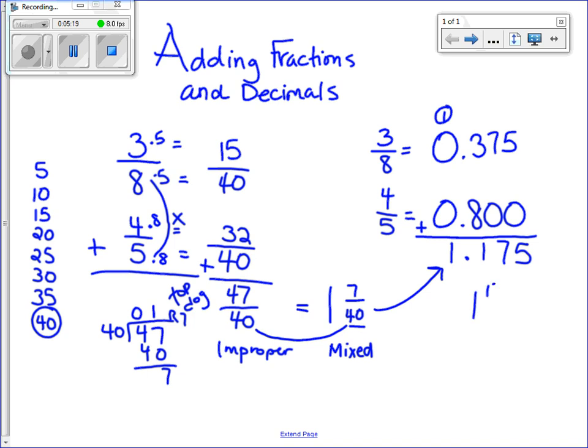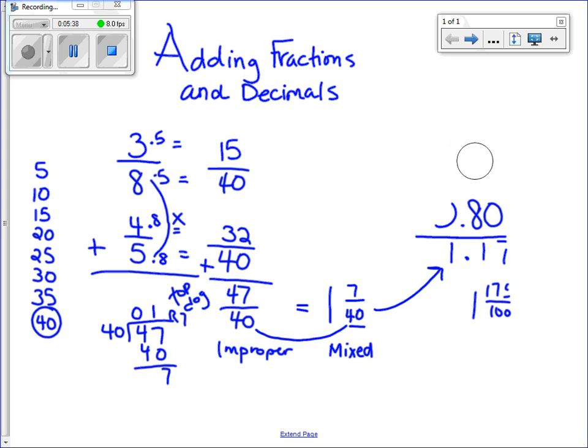If we wrote a fraction, it would be this. So if I increased my 7/40ths to get to the thousandths place, it would match 175 thousandths. So either way is going to work. You can do fractions or decimals, whichever one you're more comfortable with.